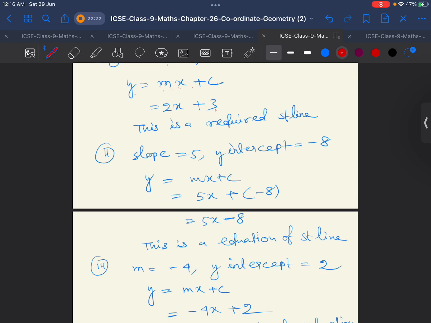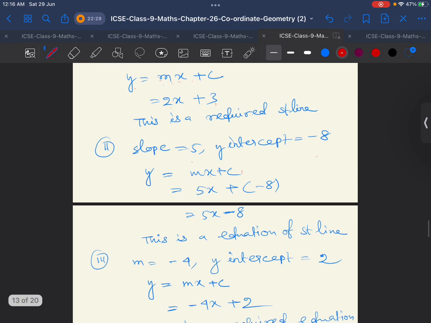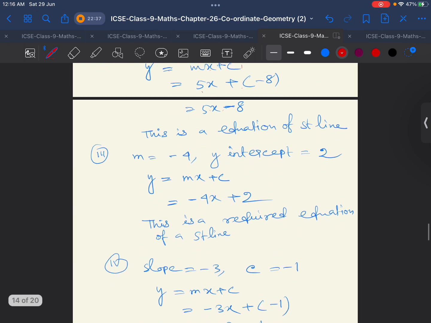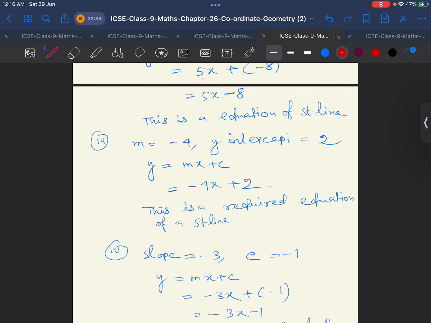Question number 2: slope 5 and y-intercept minus 8. So we can write y equals mx plus c. This is the form of the straight line. Here m is 5 and the intercept is c equals minus 8. So y equals 5x minus 8. This is the equation of the straight line.